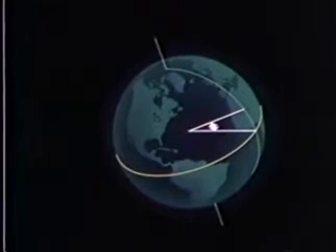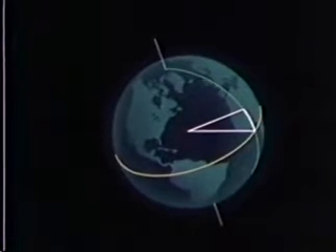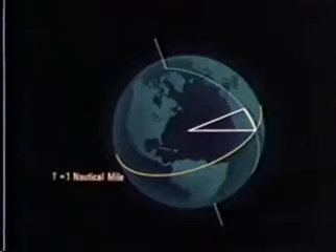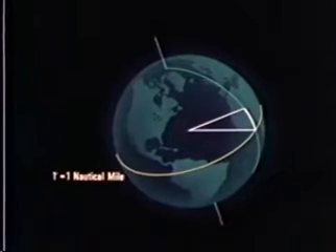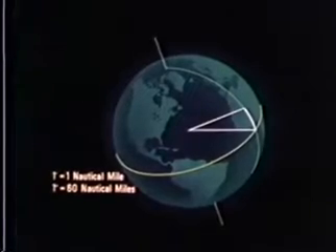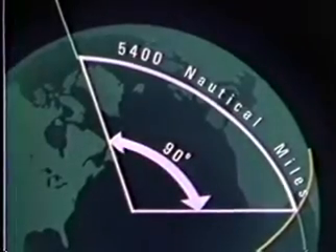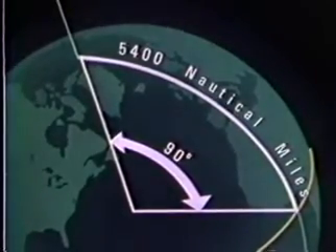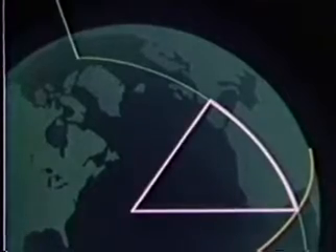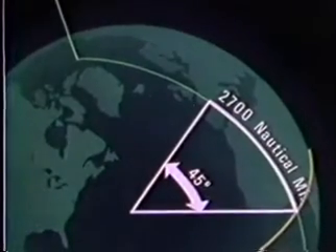The great circle distance of the arc along the Earth's surface is called arc distance. It can also be translated into linear distance. 1 minute of arc equals 1 nautical mile, or 1 degree equals 60 miles. Thus, the 90 degrees from the equator to the North Pole is actually 5,400 nautical miles. A point at 45 degrees latitude is 2,700 nautical miles from the equator.